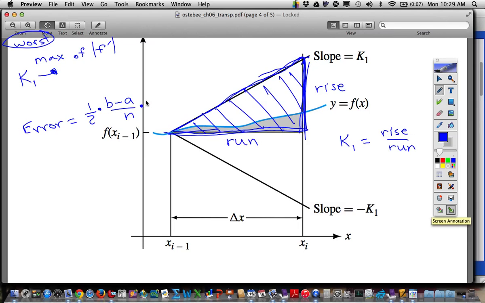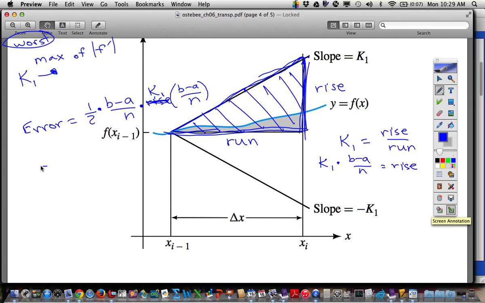But what I need here is what? I need the rise right here in my formula, right? What I'm trying to do is the area of this triangle. So it's 1/2 the run, which we know is delta x, times the rise, right? 1/2 base times height. So what's the rise? Well, the rise is K1 times the run, but what's the run? Delta x, which is B minus A over N, right? So the rise is K1 times, slope times run, which gives us rise. So in place of rise here, I'll put K1 times B minus A over N.